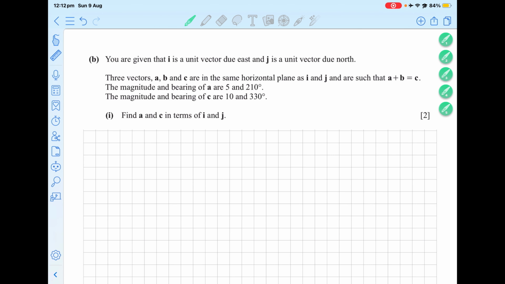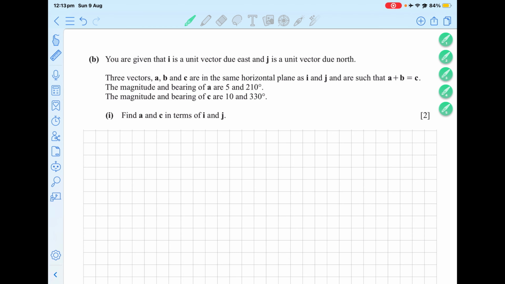So three vectors A, B, and C are in the same horizontal plane as I and J, such that A plus B equals C. The magnitude and the bearing of A are 5 and 210. C is 10 and 330. So A, B, and C are in the same horizontal plane. So magnitude and bearing.